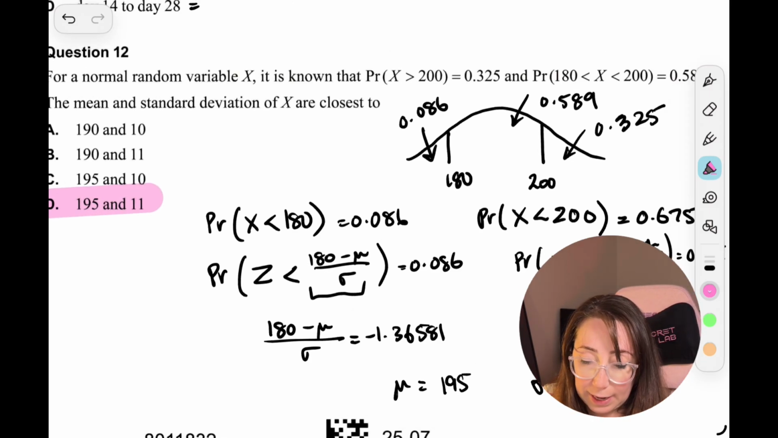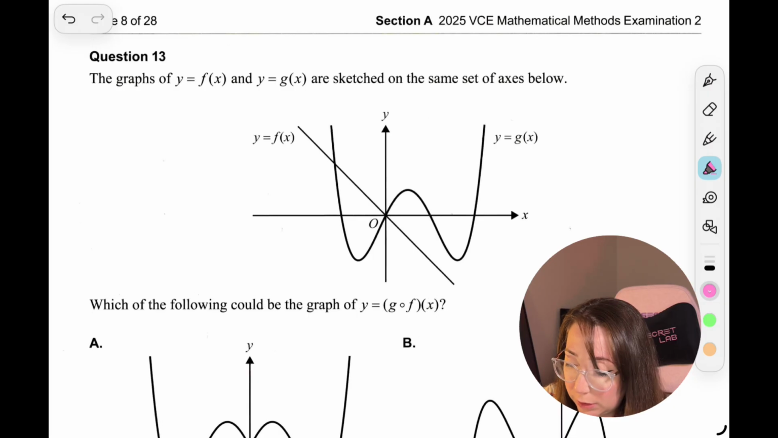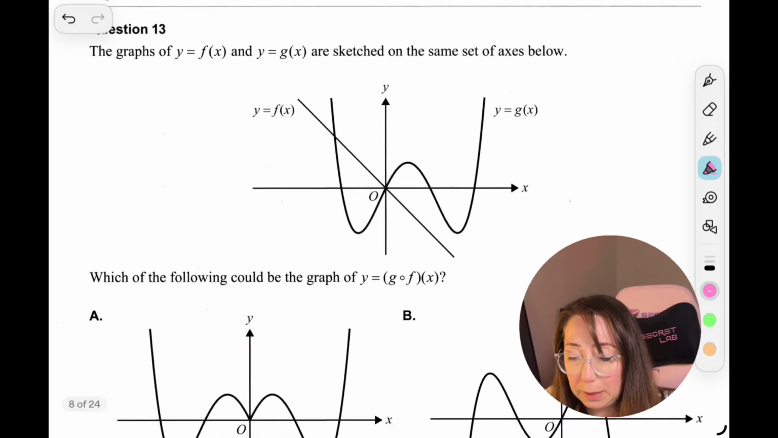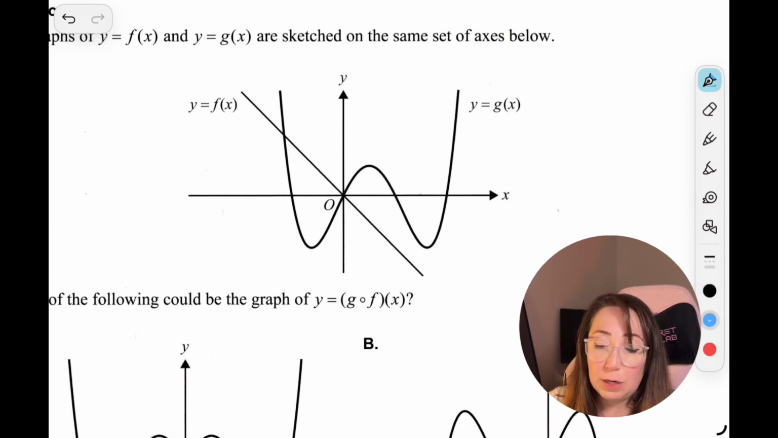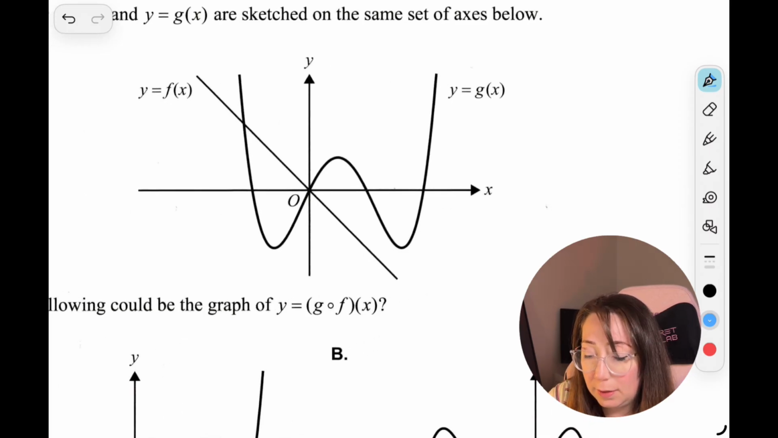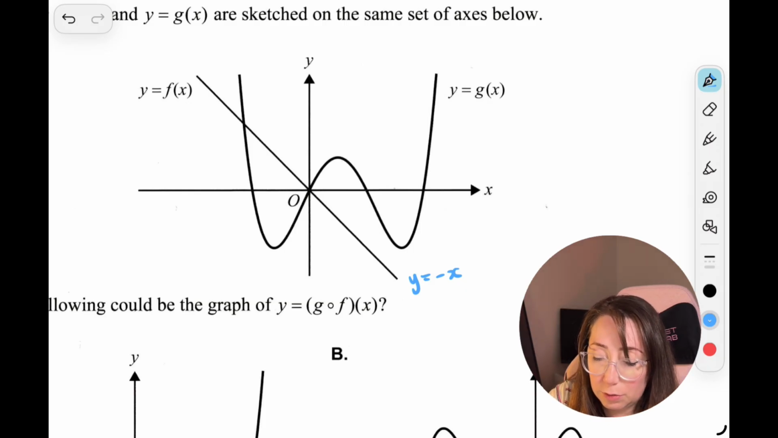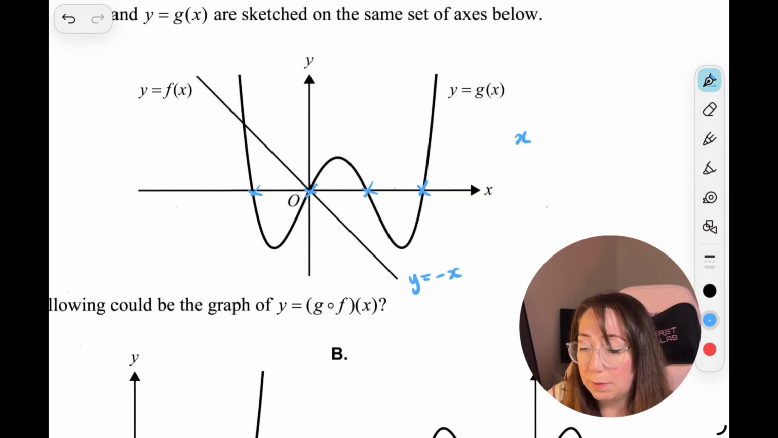All right, next we have this particular function. Which of them could give us g of f? The way that I thought about it is just, what could these equations be? And when I insert f into g, what's that going to look like? So I just made up possible equations. Like that just looks like y equals negative x, because it's going through the origin. And this looks like a quartic, and the quartic goes through 0 as an intercept, and then it's got negatives and positives. So I'm just making up values here. There's no reason to.